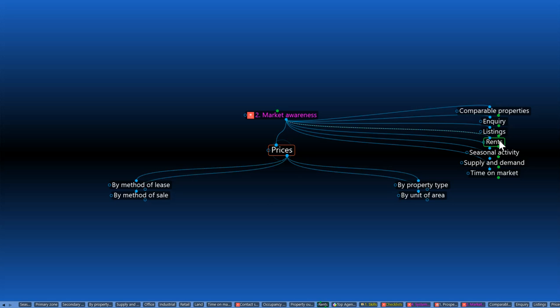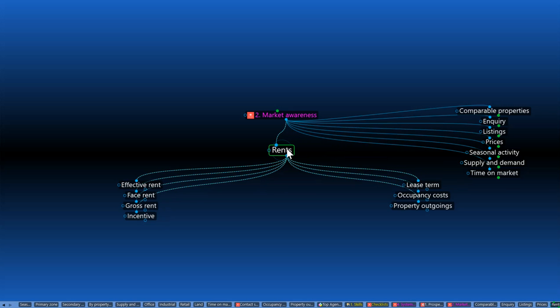So let's look at rents. What would you monitor in rents? Look at these activities. The effective rent, that is the true rent that was achieved. That is the rent without any incentive. Then, of course, you get a face rent.